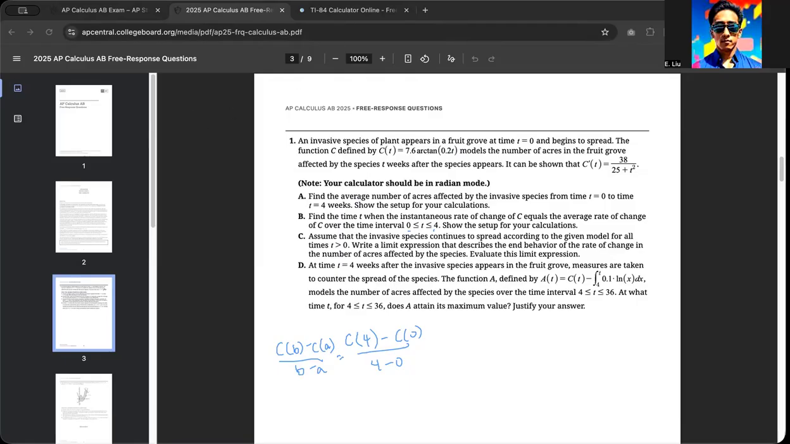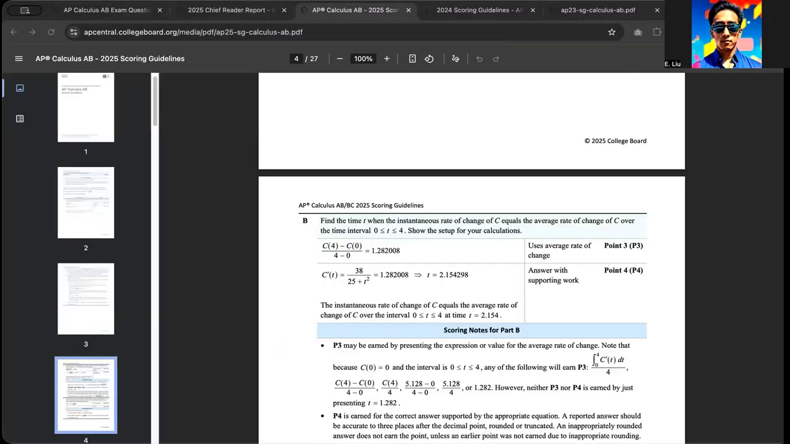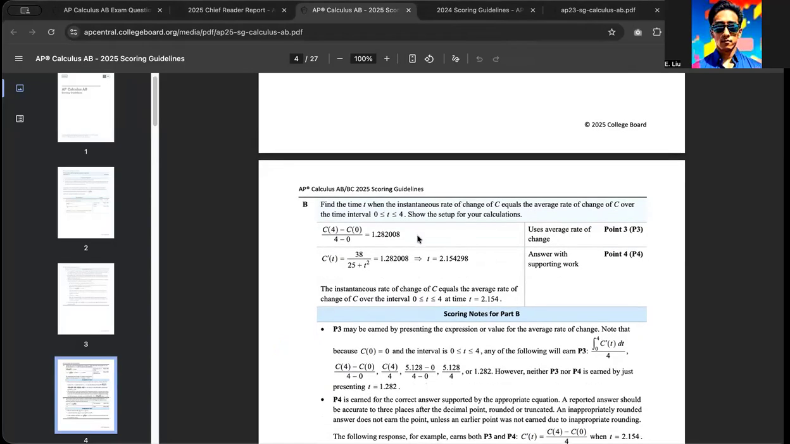We can go ahead and plug that into our calculator. So you can see I put in our 7.6 arctan 0.2 times the 4 minus this. If I had gone all the way over, you'll see minus the 1 with 0 in it. That gives us 5.128. Divide that answer by 4, and that's 1.282. All right, very quick with these ones. Just to show you the answer here, that's our average rate of change answer.